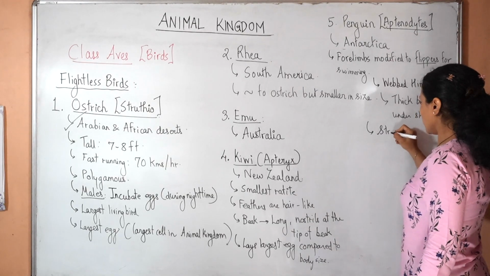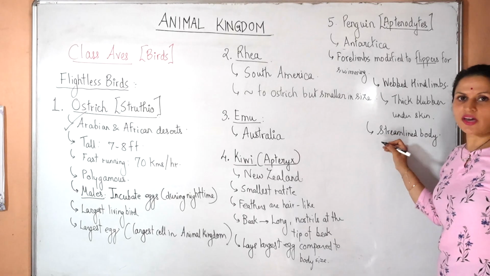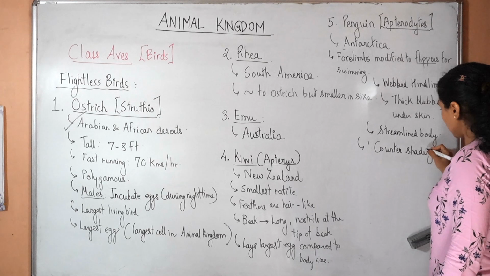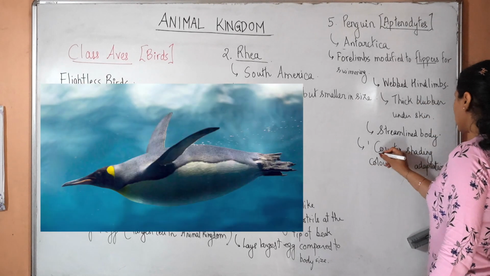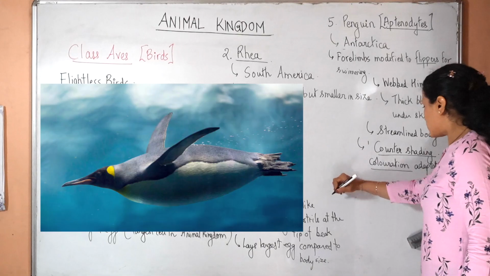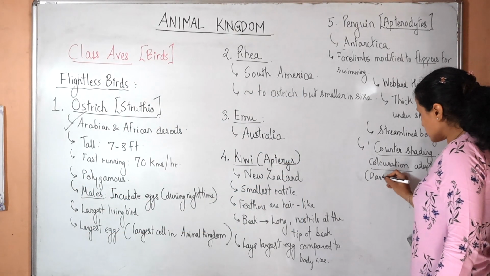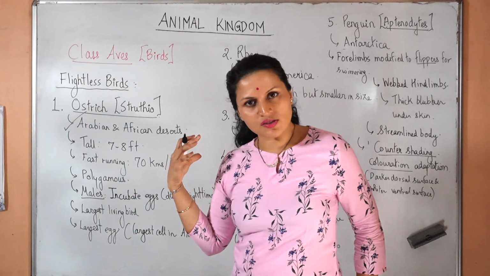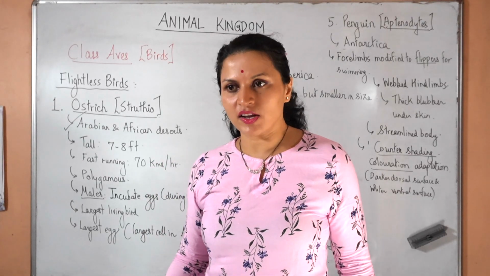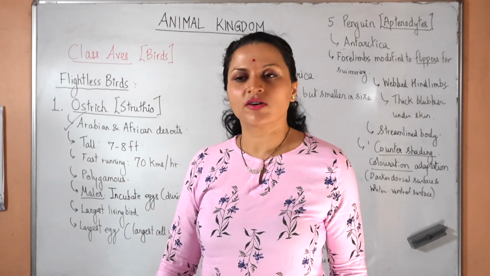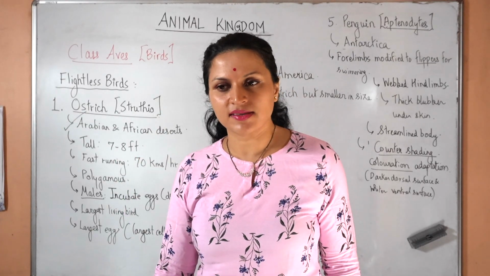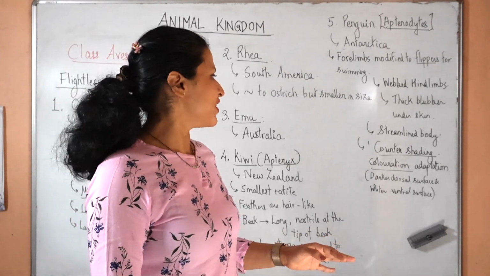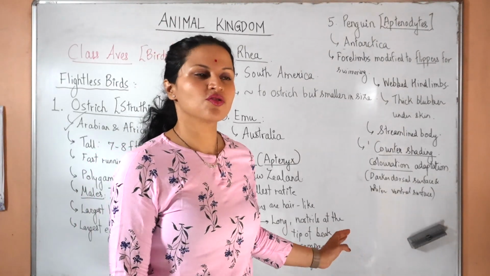It has a streamlined body. It is a swimming adaptation, having a streamlined body, and it shows this so-called counter shading coloration adaptation. What is counter shading coloration adaptation? So this means a darker dorsal surface and whiter ventral surface. So penguins have a darker dorsal surface, because of which it gets camouflage when the predator sees it from top, and a lighter ventral surface, so that it is camouflaged from a predator which sees it from below. Counter shading coloration adaptation it is called, which is shown by penguins.